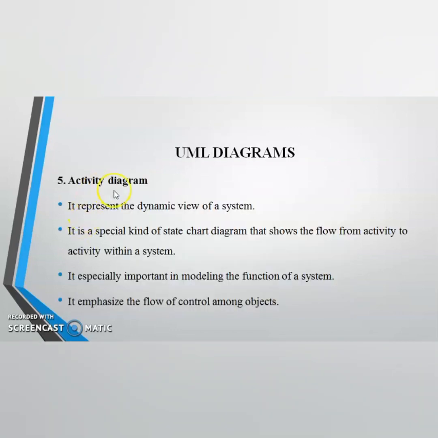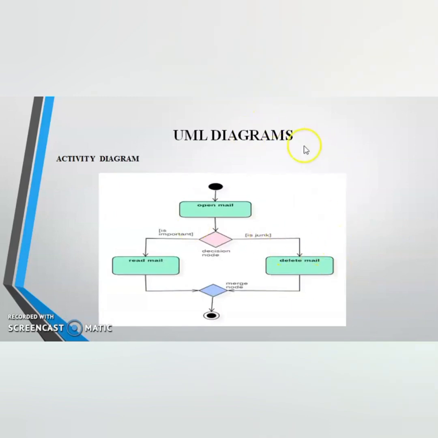The fifth diagram under behavioral is the activity diagram. It also represents the dynamic view of a system. This is a special kind of state chart diagram. Actually, what it means is it shows the flow from activity to activity within a system. It is mainly used for modeling the function of a system. The main thing here is that it shows the flow of control among the objects.